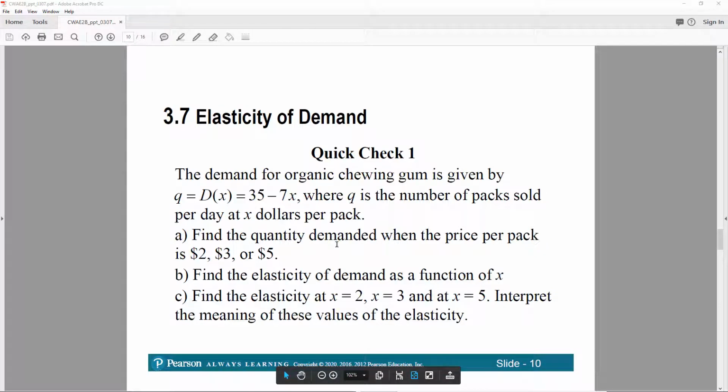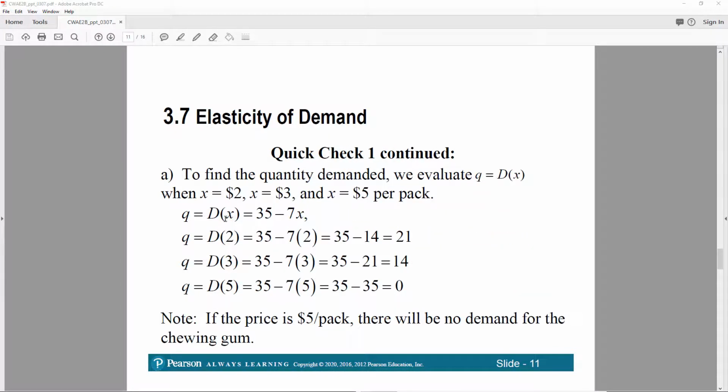Find the quantity demanded at $2, $3, and $5. So evaluate D for $2, $3, and $5. That's the quantity that is going to be in demand. When the price is $2, that's the demand. When the price is $3, it goes down. When it goes to $5, it goes down. So if the price is $5 a pack, there'll be no demand for the chewing gum. Think of this like cigarettes. At some point, they're going to stop buying them. But you always have a few.